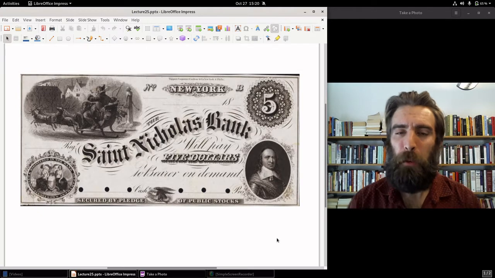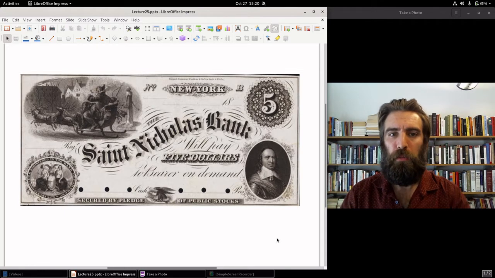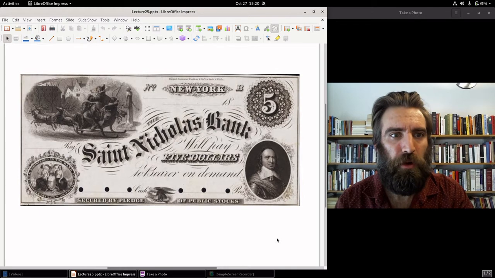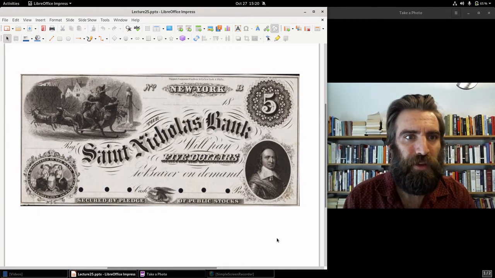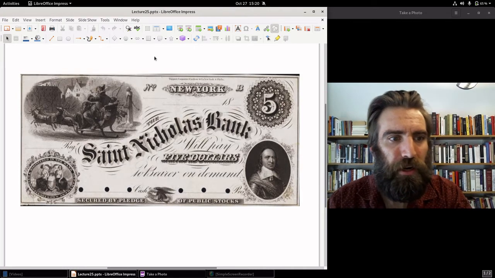If you don't totally get it, understand that there is some added security to these notes that gives the note holder a little bit more safety in holding this note. Look at this, the St. Nicholas Bank. There's St. Nicholas, the reindeer and everything. Wow.